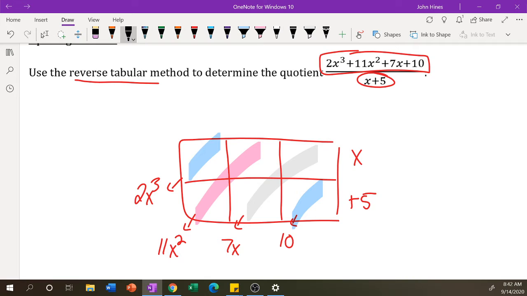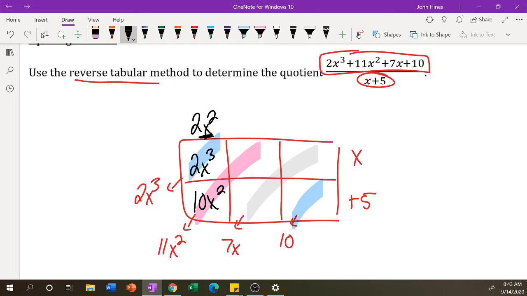So we're going to push that 2x to the third term back into the box. And then we ask ourselves, what times x gives me 2x to the third? What times x is 2x to the third? Well, hopefully you said 2x squared. But now that I have that upper piece, I can fill in my table more by saying 2x squared times 5 is 10x squared.